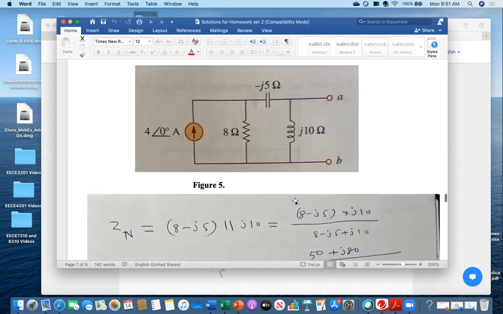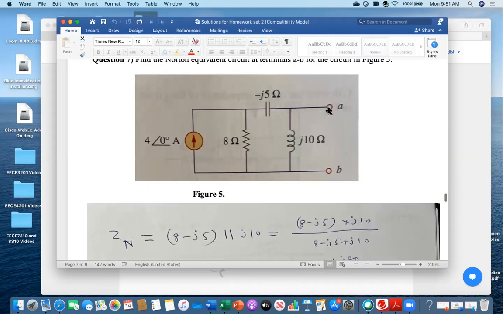Now, how to get the current this one? You have to find out current flowing through this one, provided that you make a short circuit. So this means you just connect A and B. This is short. So making short, this means you are making short this J10. So this means J10 is going shorted out.